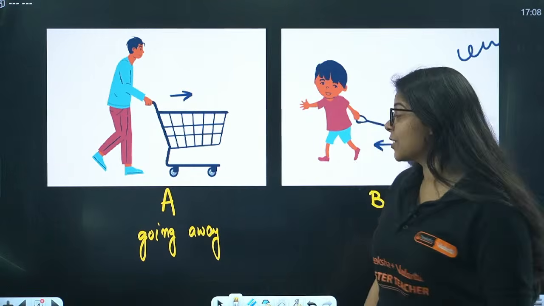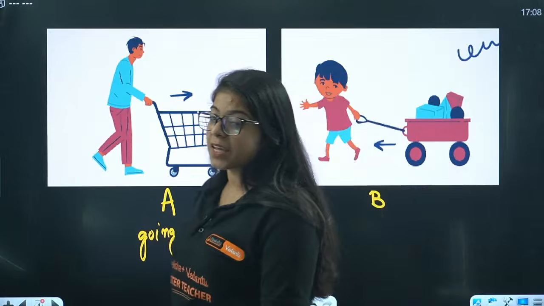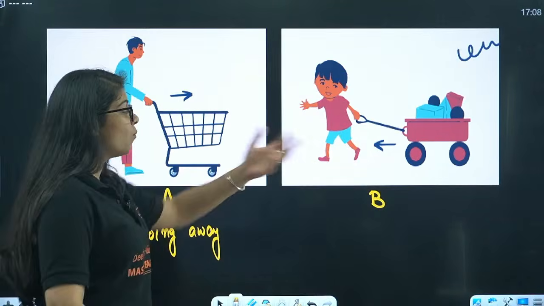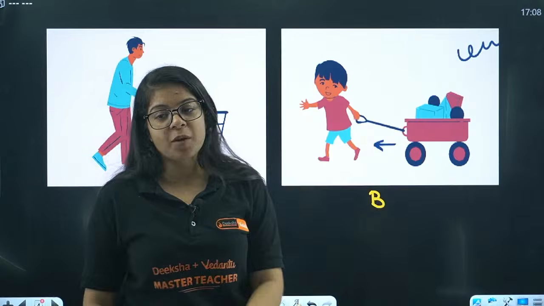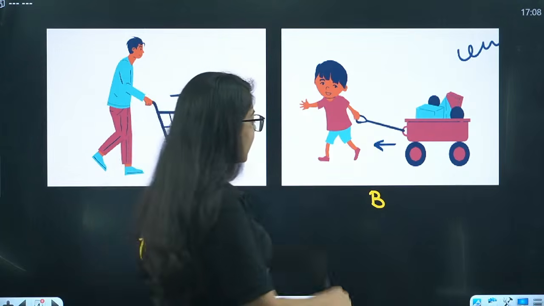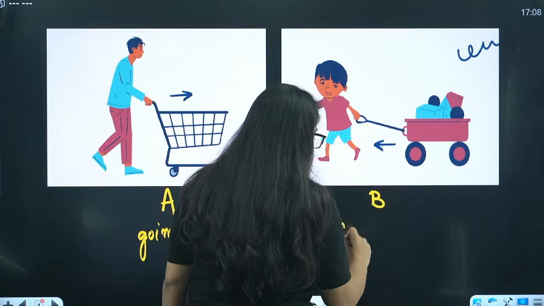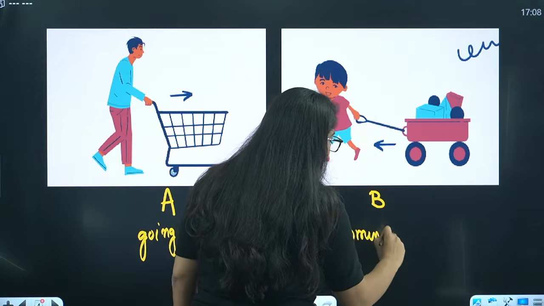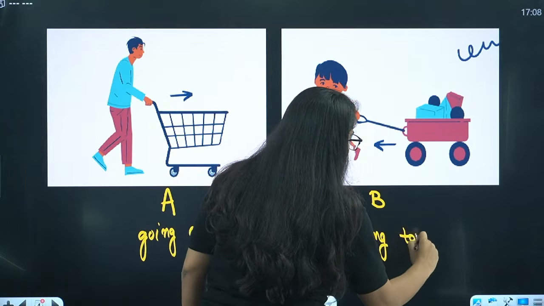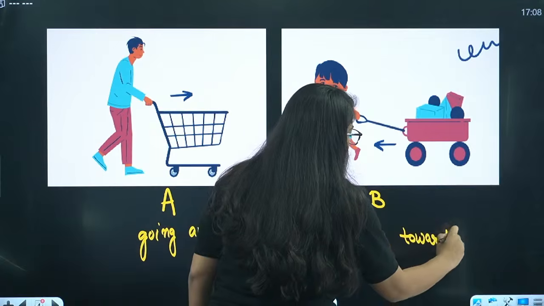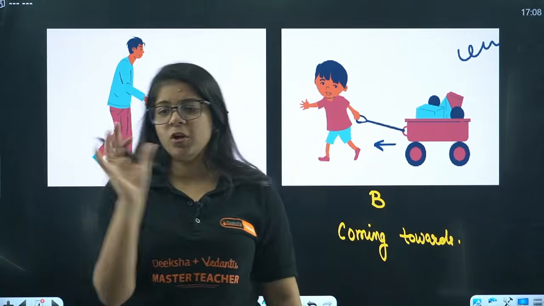Okay, A is pushing. Okay, everyone is saying A is pushing. Great. Now B is what? B is pushing or pulling? B is pulling. Great, because it is coming towards you. It is coming towards you. That's the basic definition of your force, your push and pull. Done.